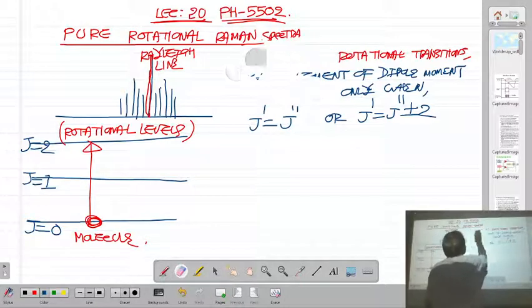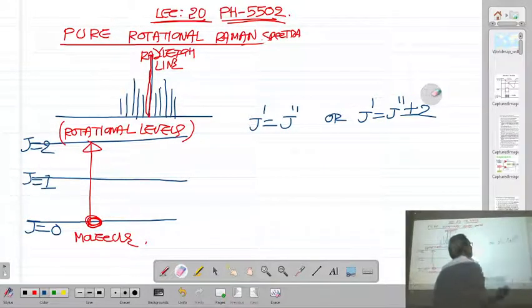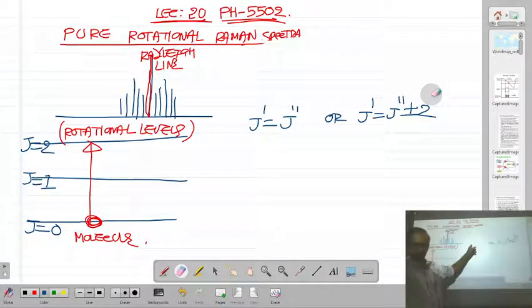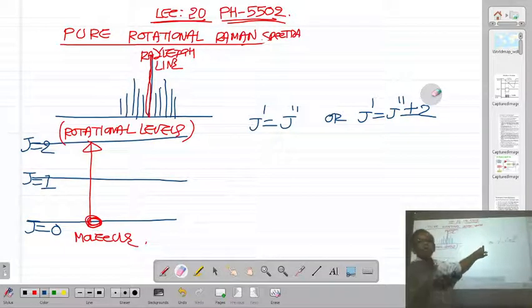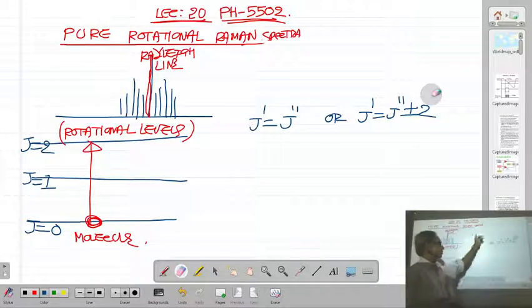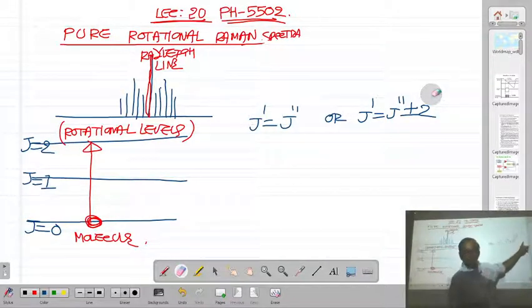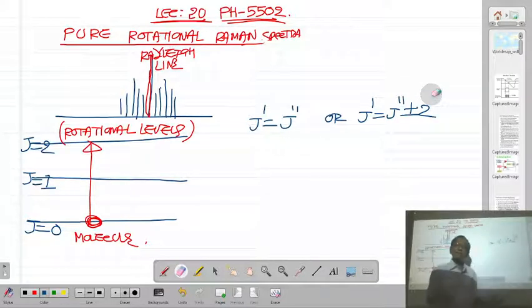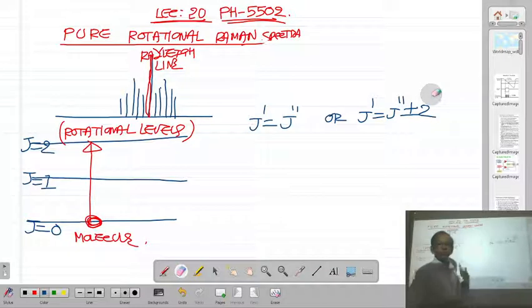So these are the values of J' for which the matrix element is non-zero. For J' equal to J'', the matrix element of the dipole moment is non-zero, so this is a selection rule for the rotational transitions. And for J' equal to J'' plus or minus 2, the matrix element of the dipole moment is non-zero. So this is the other selection rule for the rotational transitions.